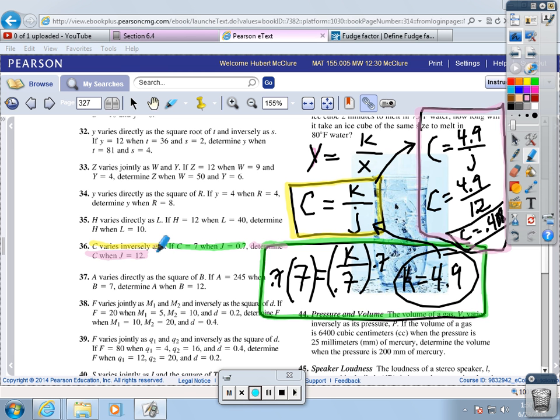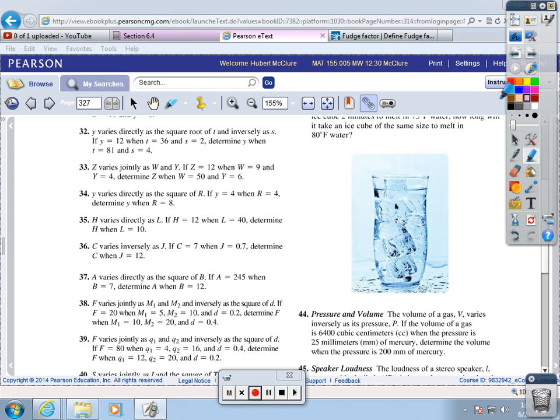So again, three parts. Finding the variation, selecting the best variation, then converting the variation to my problem, and then plugging in and finding k. And then taking k, plug it back in to find more information. All right, now a more challenging problem. Number 37.